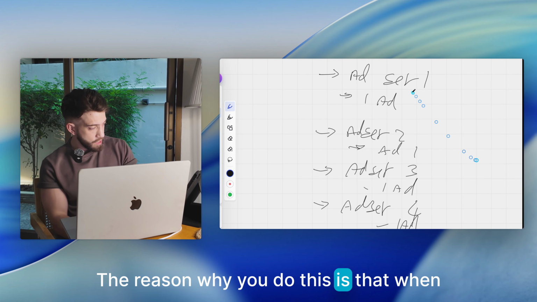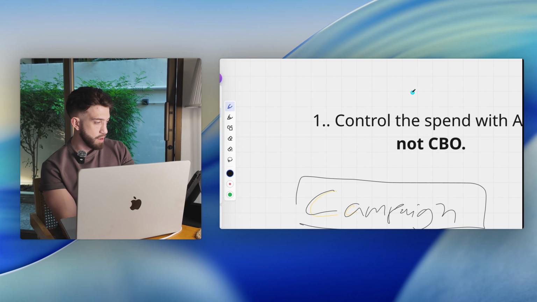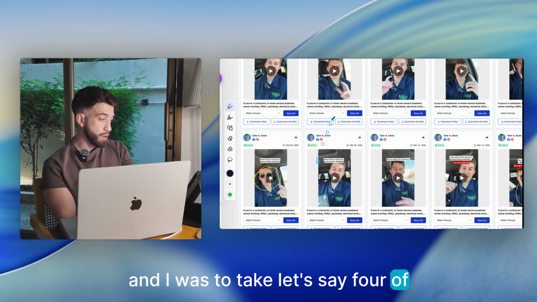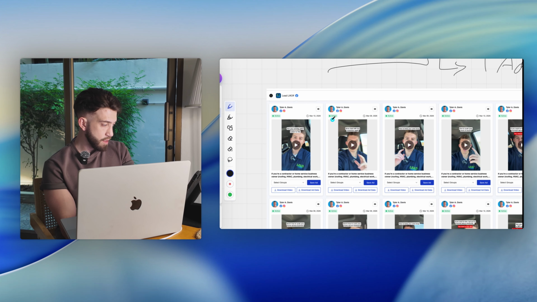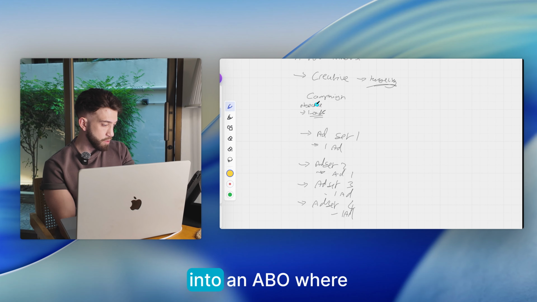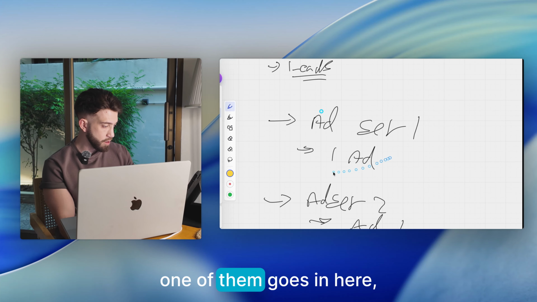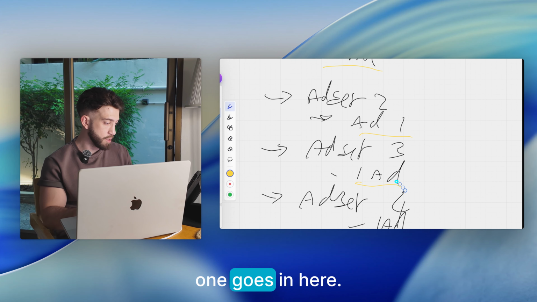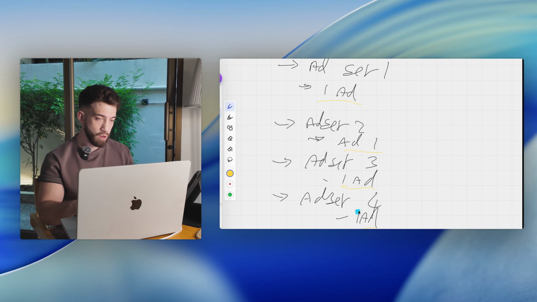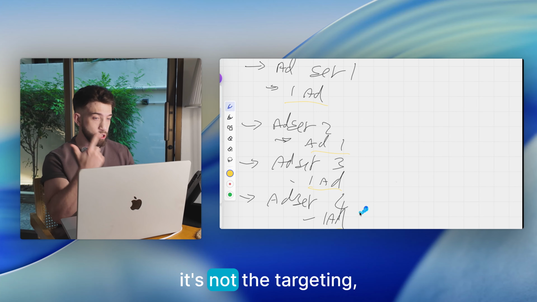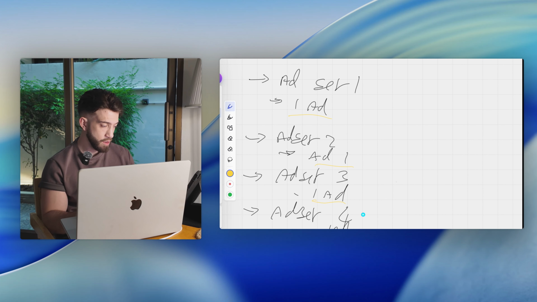The reason why you do this is that, let's say I went and took this guy's ads right now, and I took, let's say, 4 of them. Right, so let's say I take these 4 right here, and I stick them into an ABO where one of them goes in here, one of them goes in here, one of them goes in here, one of them goes in here. The targeting is broad, everything's consistent. The only thing that is now differing is not the ad spend, it's not the targeting, it's the creative, right?